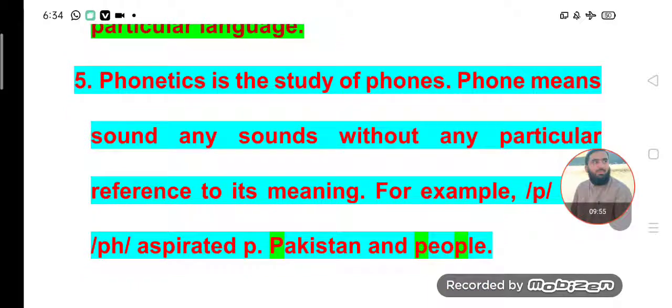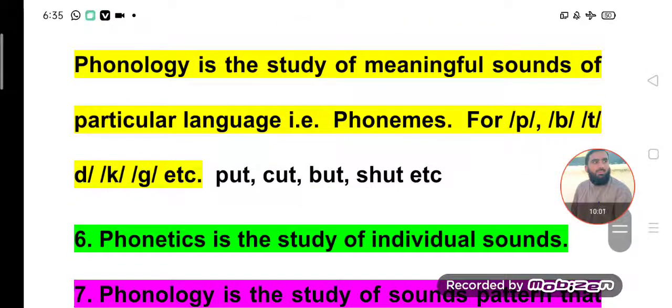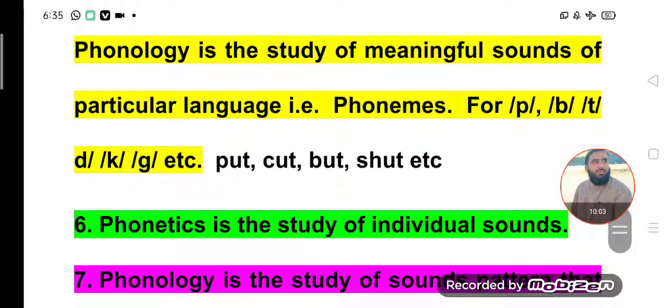In phonetics we study phones. Phones are meaningless sounds, and in phonology we study phonemes. Phonemes are meaningful sounds, and the English language has 44 phonemes.